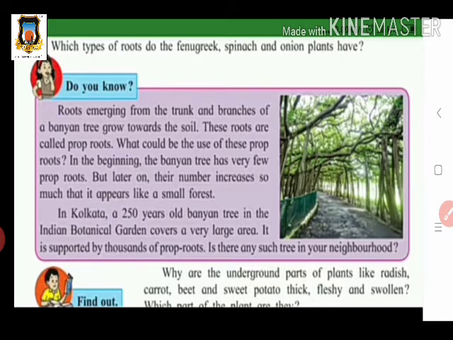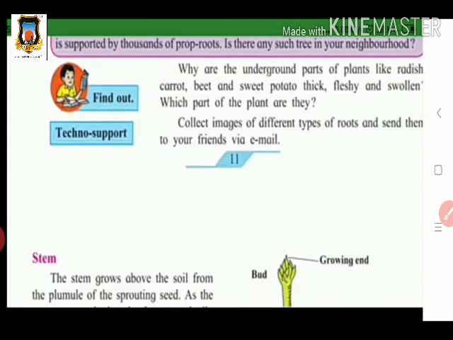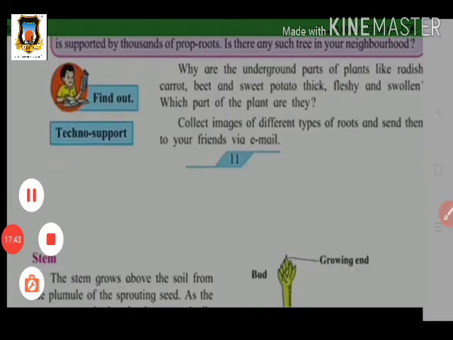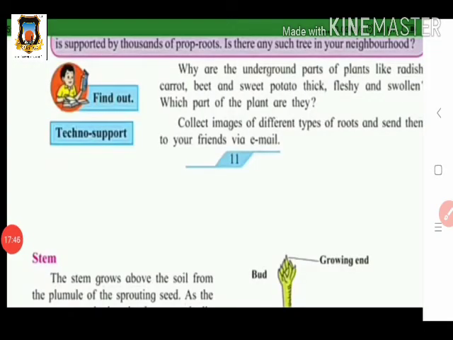Okay, so here we see the next part, that is stem. Here, if we observe these parts, then what happened? For the potato, these are the modified stem. These are the stem part of the plant. Okay, so here we see the next part of the plant, that is the stem.